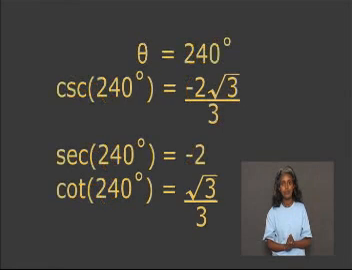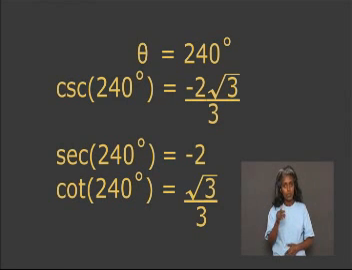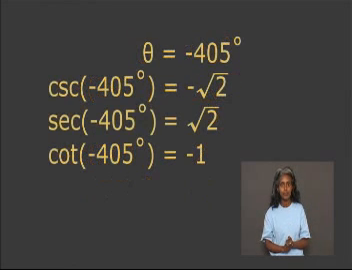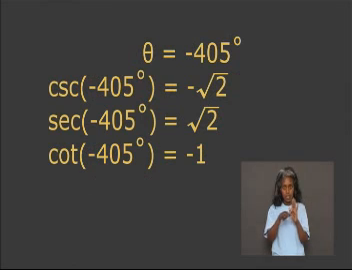You will notice that our answers are similar when the angle is 240 degrees. This time, the cosecant, secant, and cotangent are negative 2 times root 3 over 3, negative 2, and negative root 3 over 3. When our angle is negative 405 degrees, the situation changes.